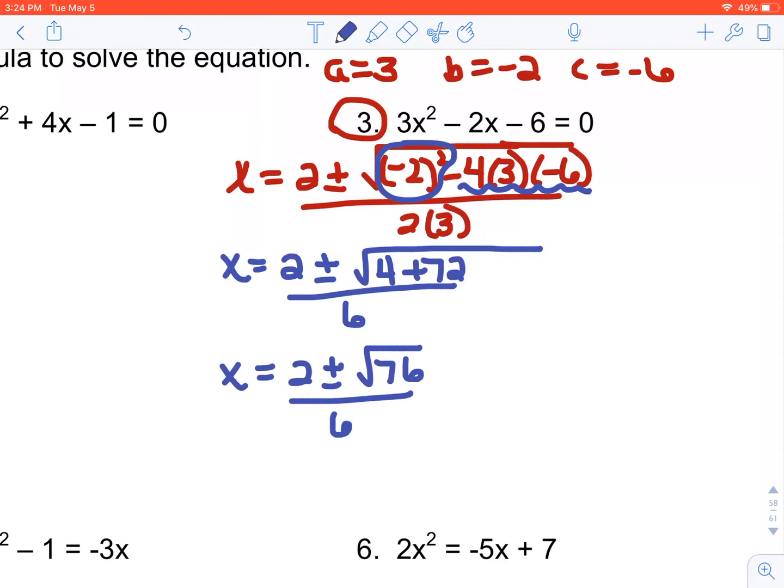We need a perfect square to go into 76. And I need to think about those perfect squares. So the first perfect square is a 4. And 76 does divide by 4. I'm going to do a little work here on the side, showing how I'm breaking up my square root. So 76 divided by 4 is 19. I chose 4 because 4 is a perfect square.